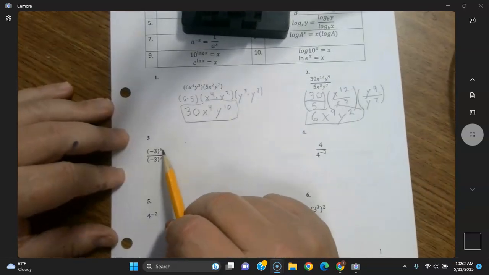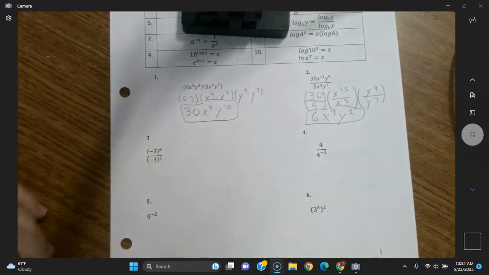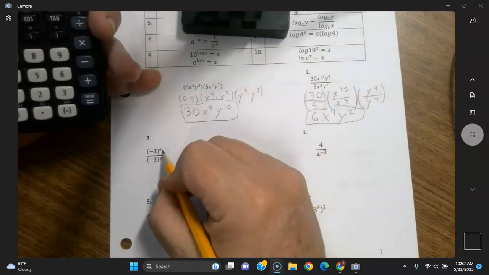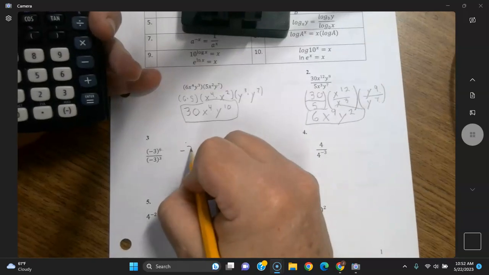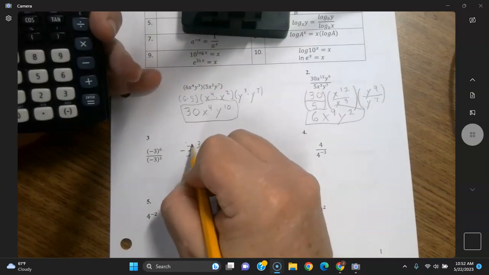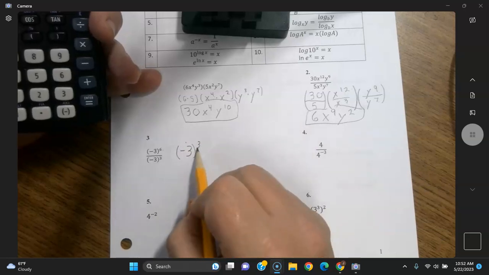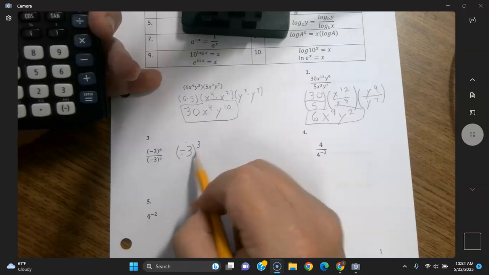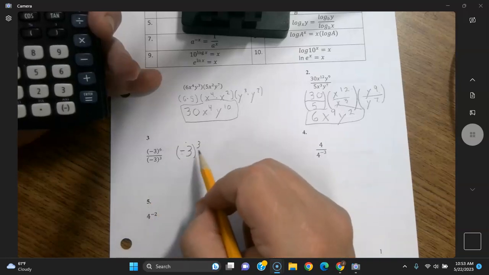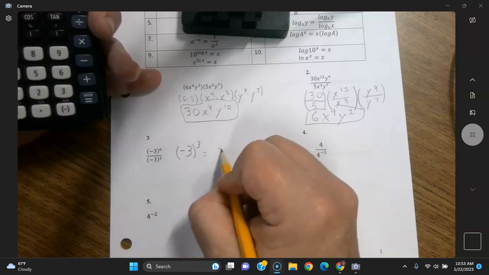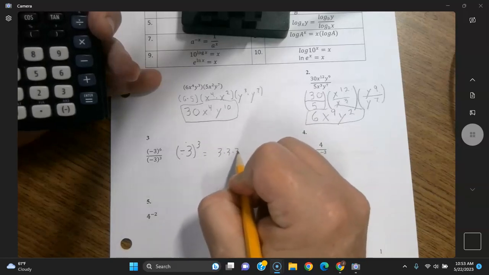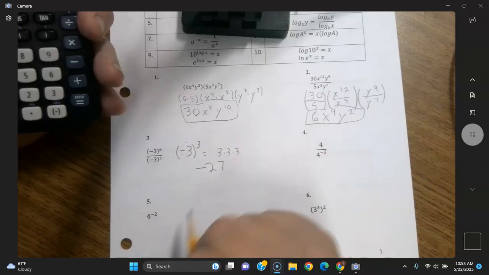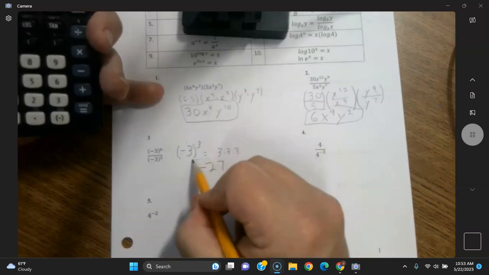All right, so you can do this on your calculator. You can do negative 3 to the 6th. Or if you want, you can simply do it this way. 6 minus 3 is 3, so it's negative 3 to the 3rd power. Whenever you have an odd numbered power and it's a negative, the sign is going to stay negative. So 3 to the 3rd power is 3 times 3 times 3. So that's going to be negative 27. Negative 27, that's your final answer for this.